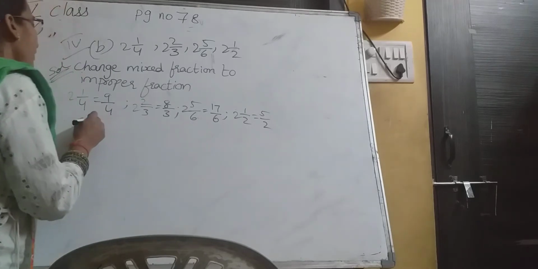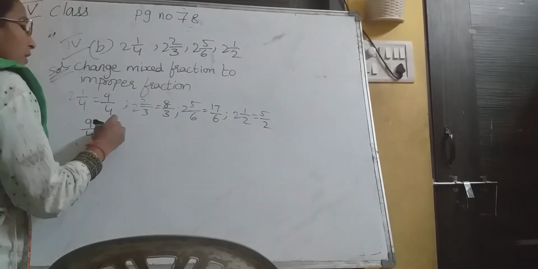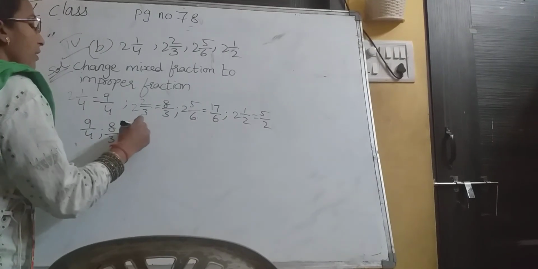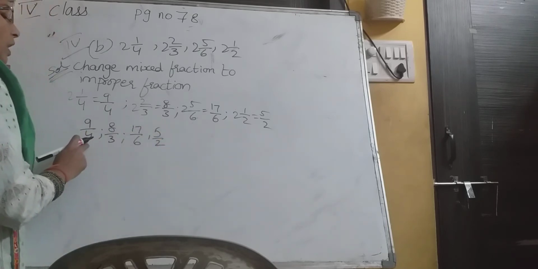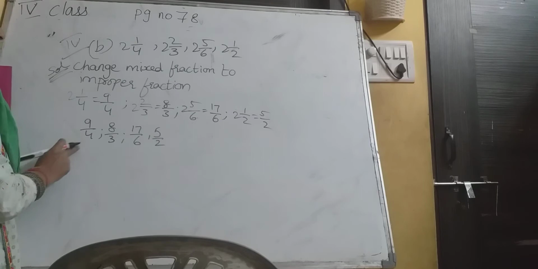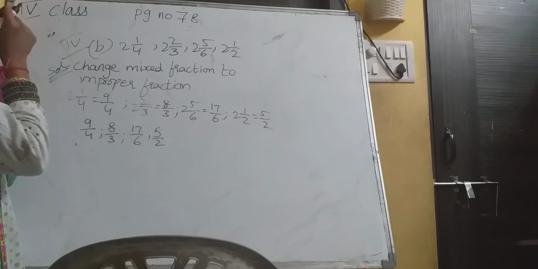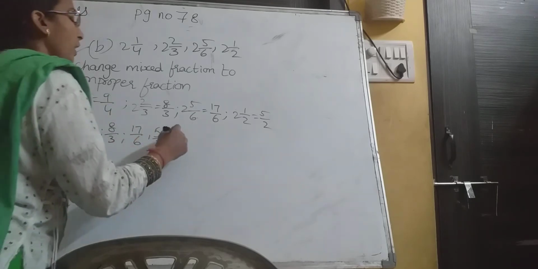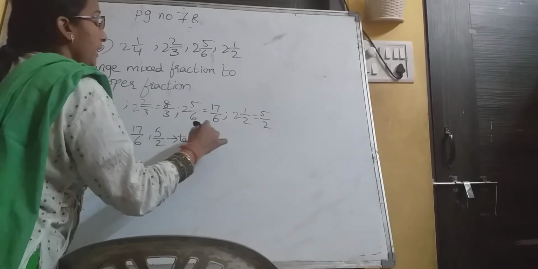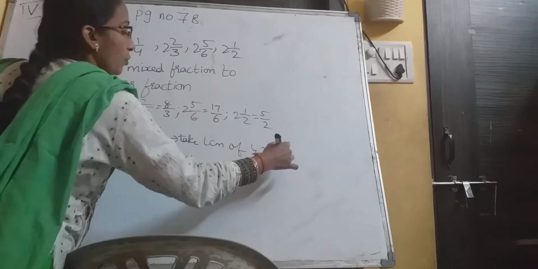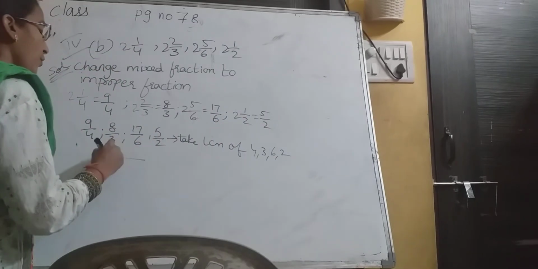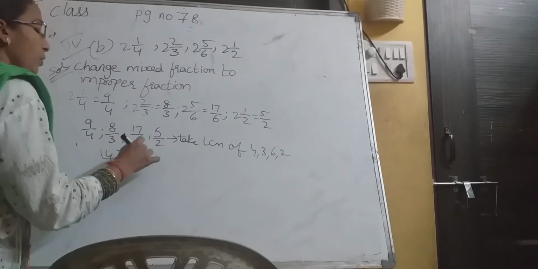Now what are the fractions? 9 by 4, 8 by 3, 17 by 6, 5 by 2. Now you are going to write this in descending order. But you have different denominators. You can't write. So what should you do? Take LCM. Take LCM of 4, 3, 6, 2.